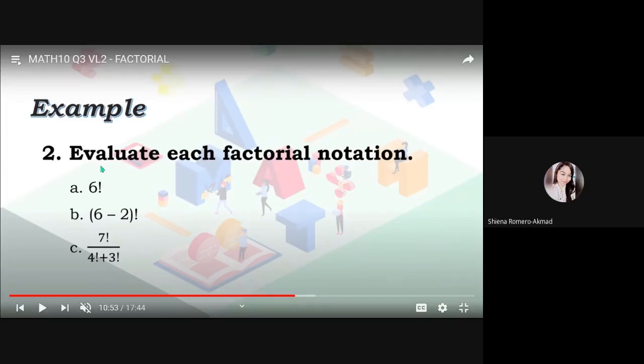24. Bakit 24? 6 minus 2 is 4. So, yung 4 factorial, 4 times 3 times 2 times 1 equals 24. Okay, correct. How about letter C?